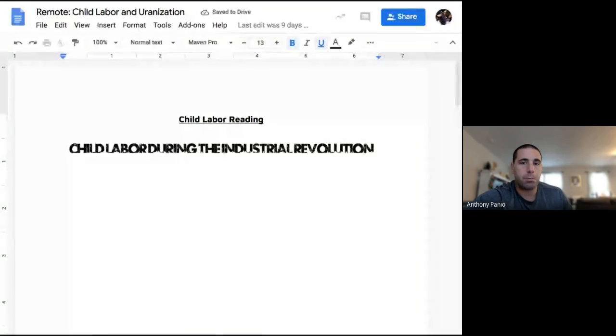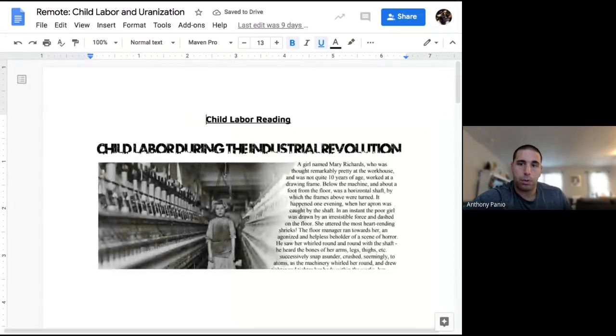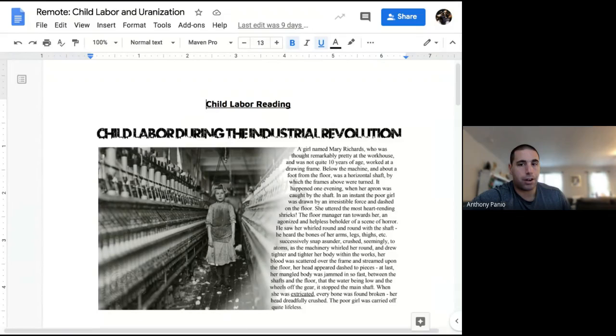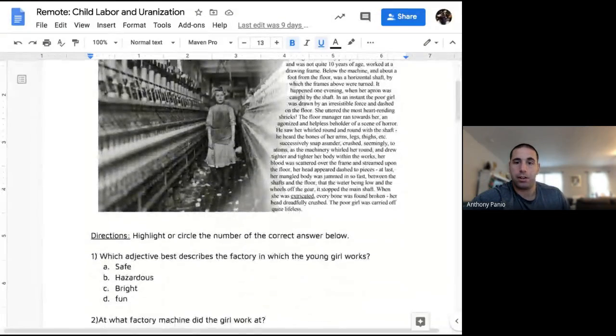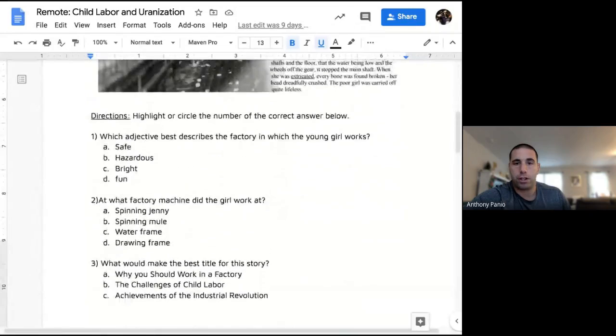We haven't spent much time on child labor. We know throughout the industrial era, a lot of little children like this girl here, Mary Richards, who is 10 years old, worked in these very dangerous factories. Though this is a very tough reading, not that it's long or difficult to read, it's just a very sad reading, please take a look at why this is a very sad reading and answer the questions here.